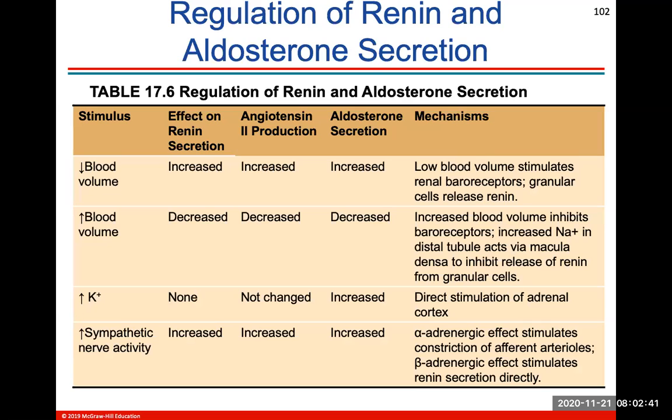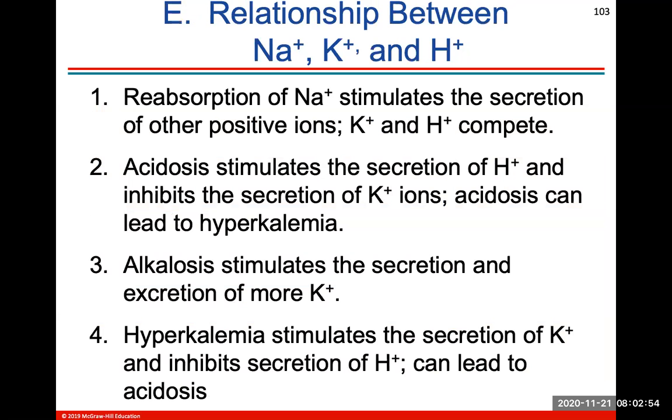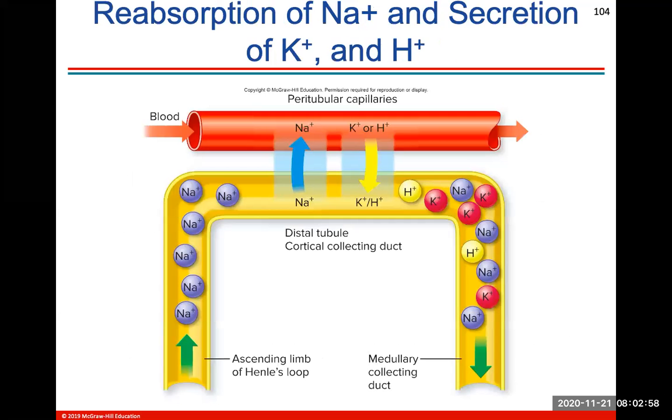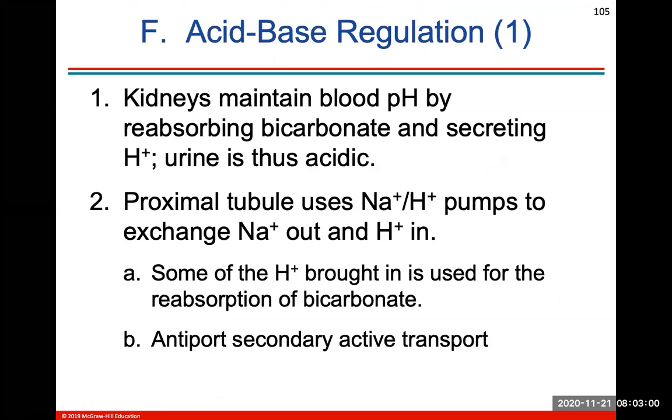So, regulation of renin and aldosterone secretion. Again, renin and aldosterone are really important in increasing blood volume by increasing sodium and water reabsorption in the kidneys. A relationship between sodium, potassium, and hydrogen ions: I'm going to pass over this for now.